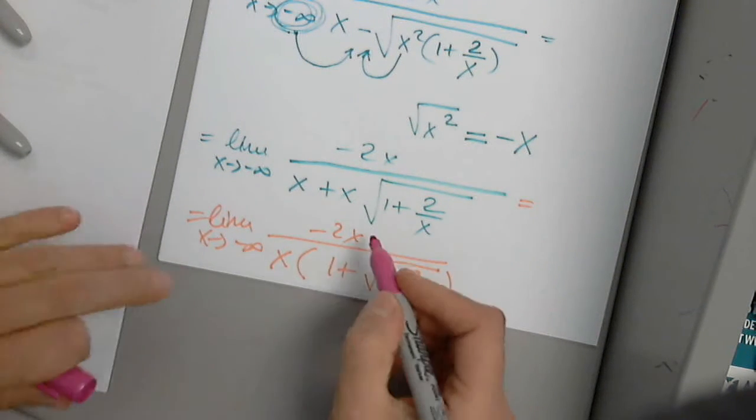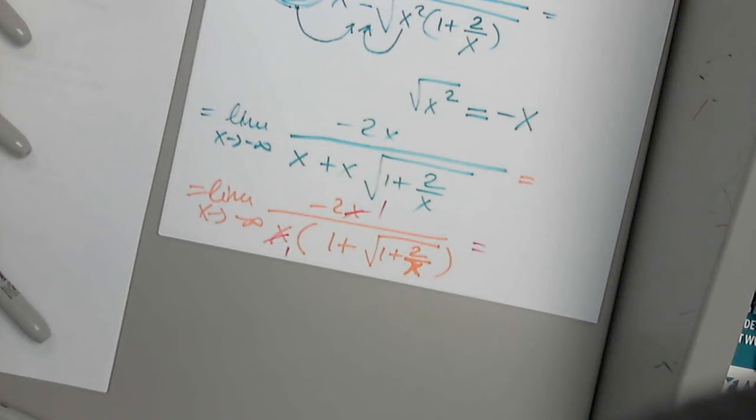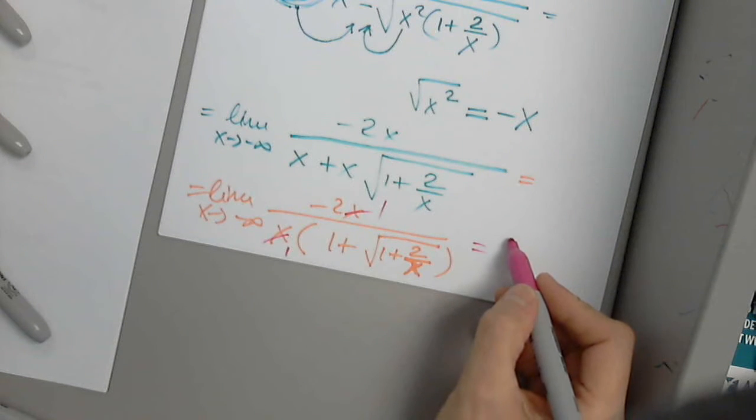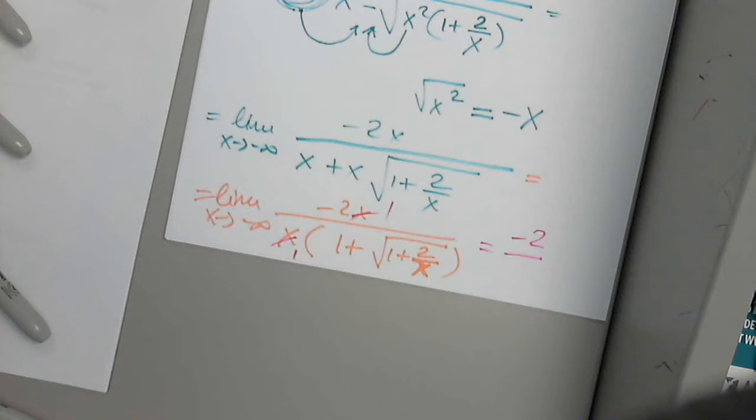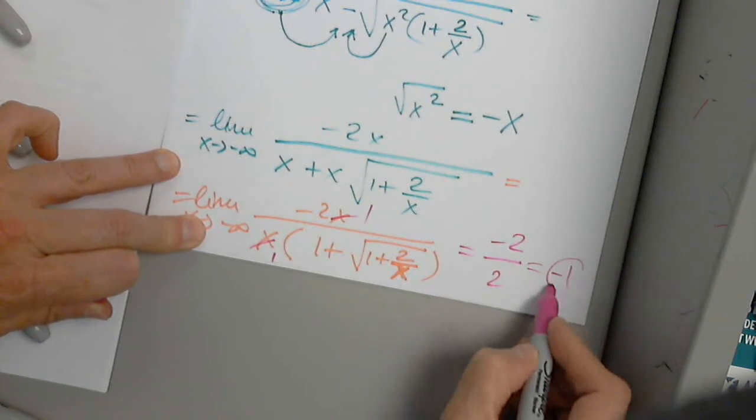Finally, the problem goes away. And now you tell me the answer. Where does the top go to? Very good. Where does the denominator go to? 2. So the answer is negative 1.